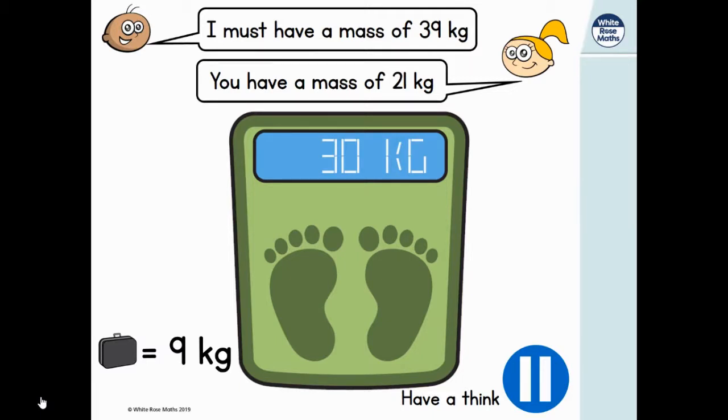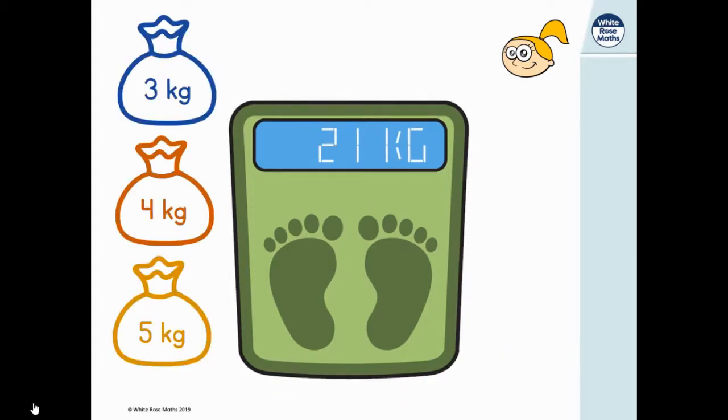That's right, Eva is correct. Tommy is on the scales with his bag, and the scales are reading 30 kilograms. So if we subtract the mass of his bag, 30 subtract 9, we'd be left with 21 kilograms, which is Tommy's mass. Well done, Eva.